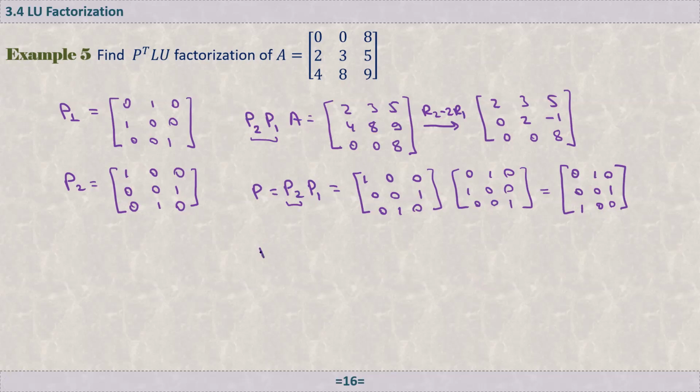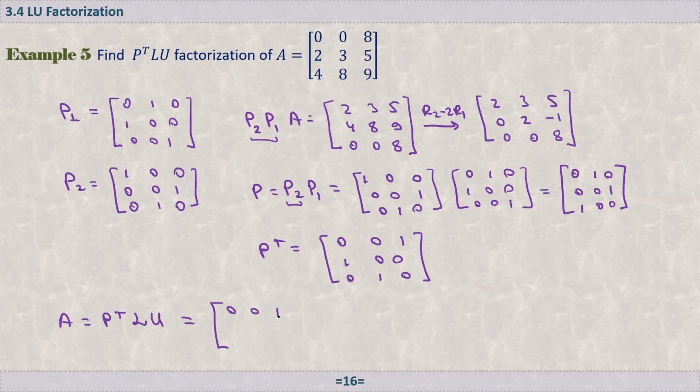Now immediately, how about P transpose? P transpose 0, 0, 1. So the first column will be the first row, 0, 0, 1. Second row, 1, 0, 0. Third row, 0, 1, 0. Right, that's PT.